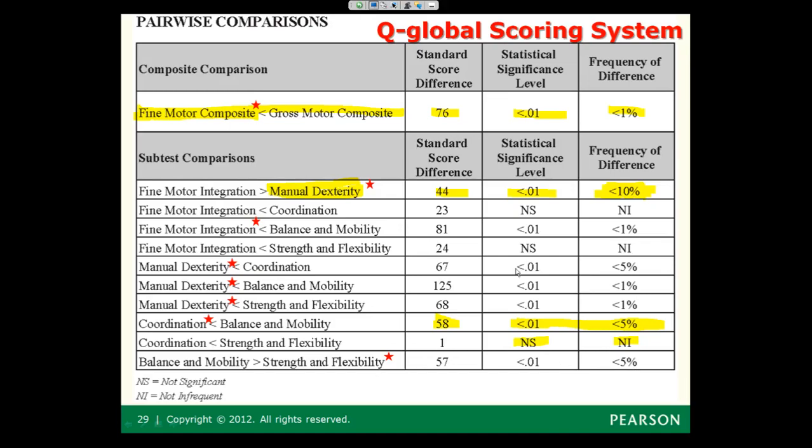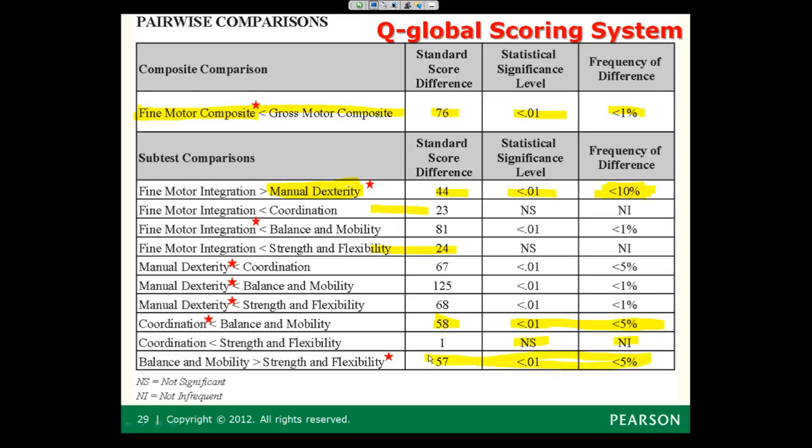And you see that again here as well for these comparisons. And then also when we compare balance and mobility to strength and flexibility, which are, of course, the two gross motor subtests, we see that her strength and flexibility are significantly lower than her balance and mobility.